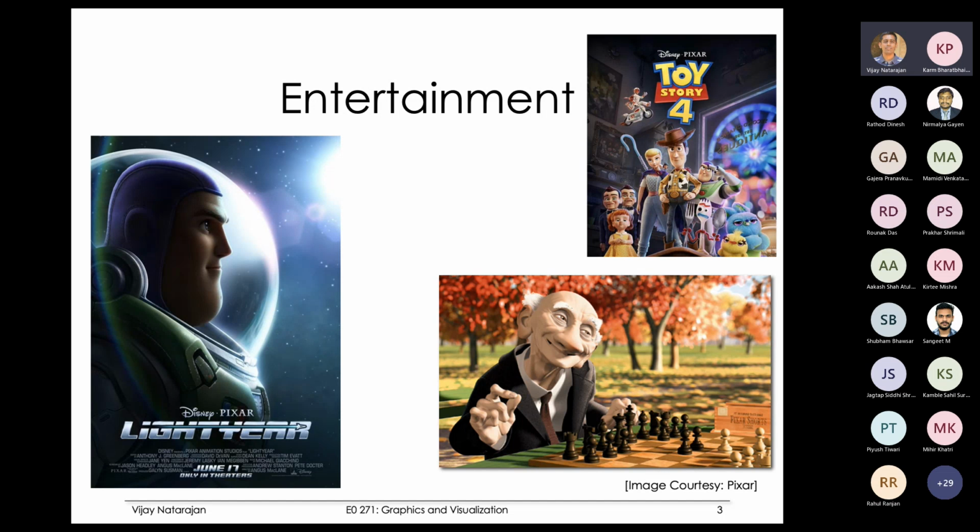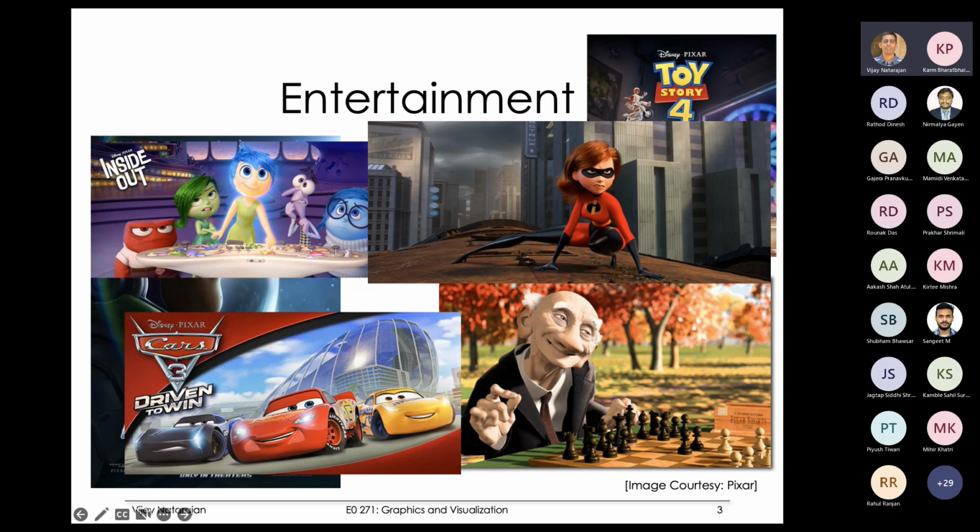Before computer graphics came into mainstream cinema, it did come out in the form of short films. And one of the major drivers here was Pixar, which is why many of the pictures you see here in my slide are from Pixar's feature films and their shorts. And this continues to be a major driver for the graphics technology in terms of modeling, rendering, and the visual effects.